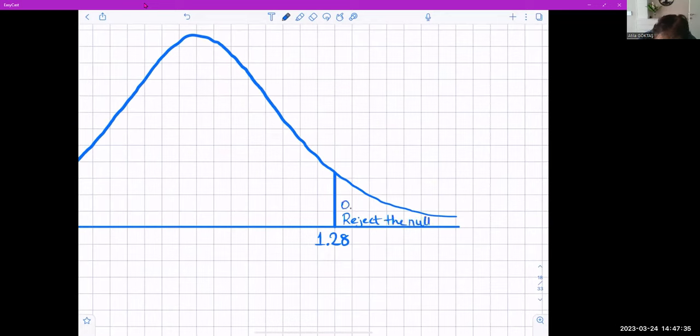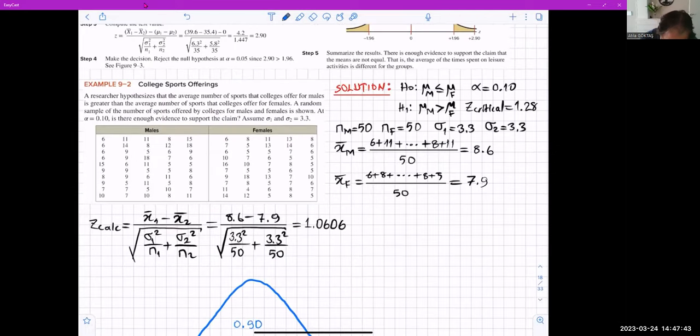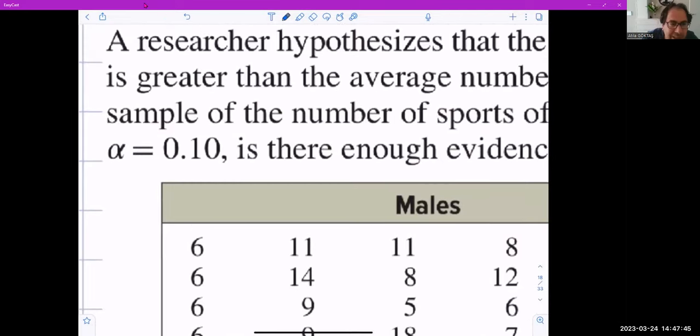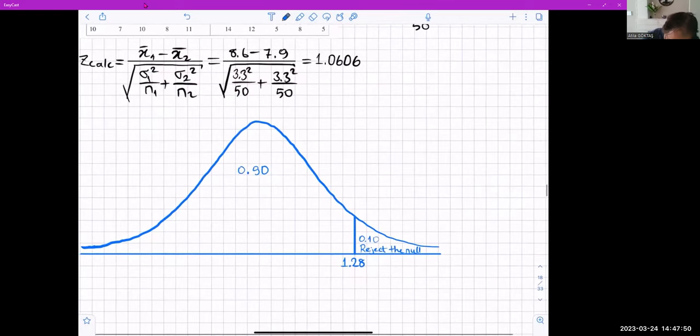Now this is 0.10 and this is 0.90. The alpha level of significance is given as alpha 0.10 right here. You can see it. And this is the do-not-reject region for the null hypothesis.